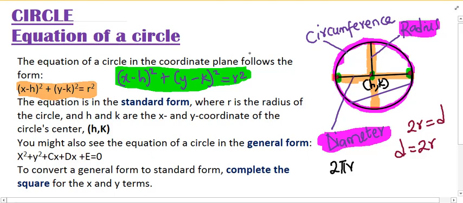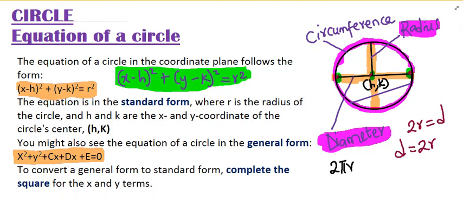Okay, now I talked about the general formula, right? You might also see the equation of a circle in general form. So this is general form. Always know how to detect when it is in the general form and when it is in the standard form. When it is in general form, it is ideal to convert it to the standard form. And how to do that is by completing the square. You should know about completing the square.